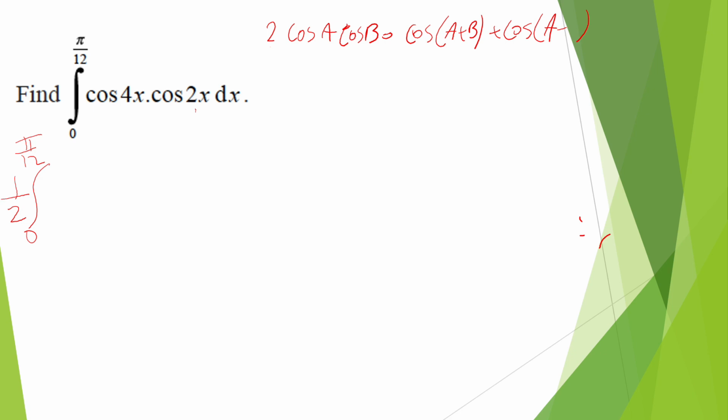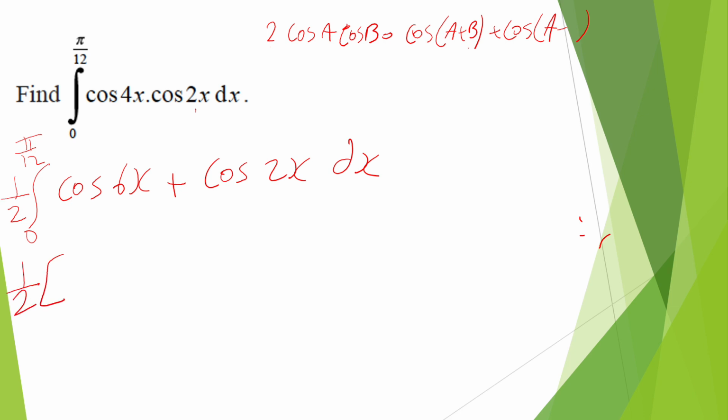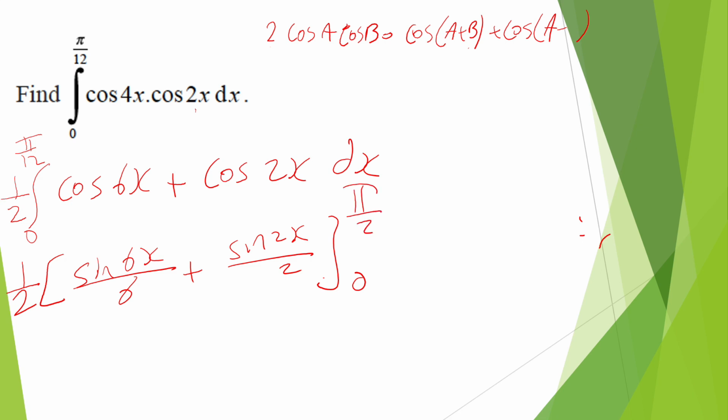So that means I'll have to do the other side. That's why I'm dividing by 2. This is where this half comes from. Okay, and now I'll write cosine, I'll add those together, so 6x plus cosine, minus them together, 2x dx. Now I can integrate normally. So I will have half, I'll keep the half outside, and then I will have cosine. Integration of cosine is sine. So sine 6x over 6 plus sine 2x over 2, and from 0 to pi over 12.